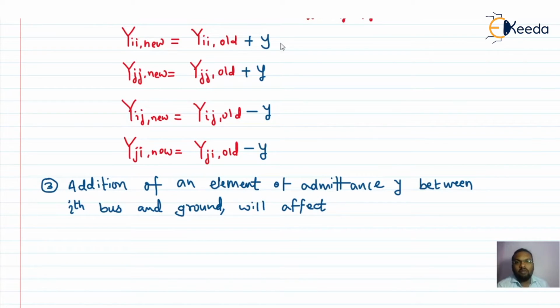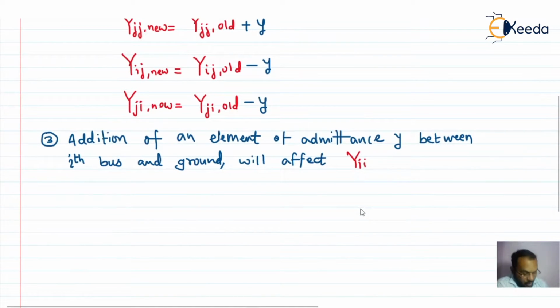See, it will affect only one entry, as it has been added on the ith bus with reference to the ground. If it is added between the ith bus and the ground, it will affect only yii. Okay, it will affect only yii. How will it modify this value? It is quite simple. Whenever you have a self admittance or the driving point admittance, then add the admittance of the new element. If it is a transfer admittance, then subtract the admittance of the new element.